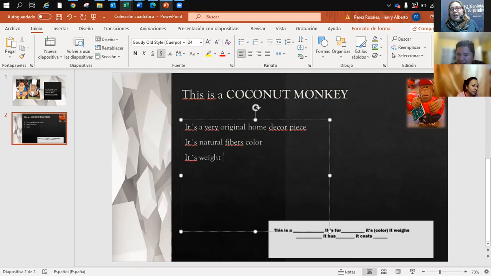Weight is el peso: the pounds, the grams, the kilograms. How much does it weigh? Okay, it weighs... ¿cómo se dice? Liviano. Light. Light, como cook light. Yeah. Light. ¿Así? Yes.